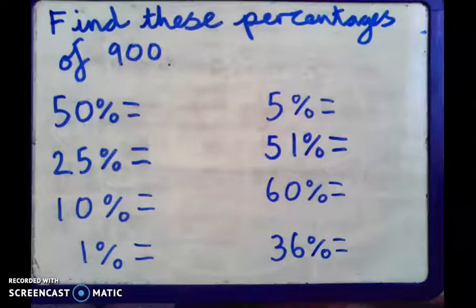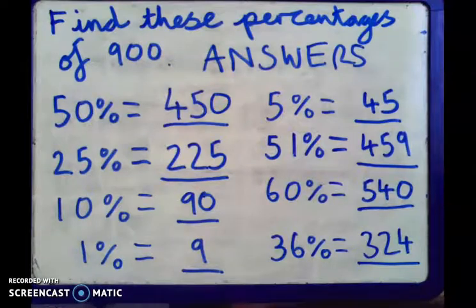Now it's your turn. Try finding these percentages of 900. 50%, 25%, 10%, 1%, 5%, 51%, 60%, and 36%. You should pause the video now, try and solve them, and then unpause to check your answers. Pause video now. Here are the answers to finding those percentages of 900.